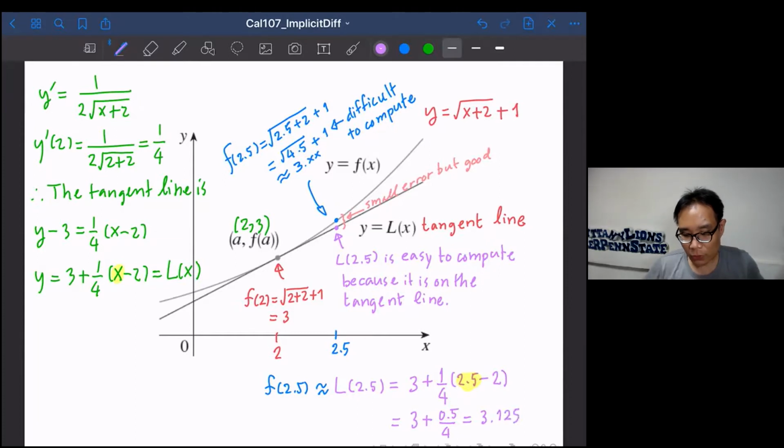And you see that this one is easy to compute by hand. This one will give you the approximation of square root of 4.5, plus 1. This guy is kind of difficult to compute. It turns out to be about 3.125. This one gives you an approximation.